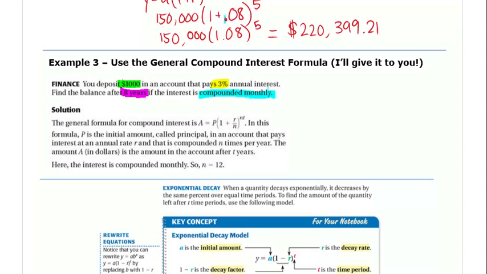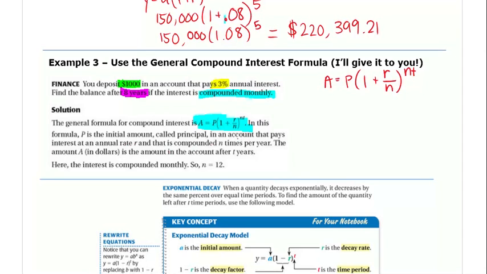Okay, so we are using the formula right here. I'm going to rewrite it. So A, the amount, equals P times 1 plus R over N raised to the power of N times T. Okay, and it tells you what some of these things mean. P is the initial amount, called the principal. So it's still kind of like that amount we're plugging in. R is still the rate.